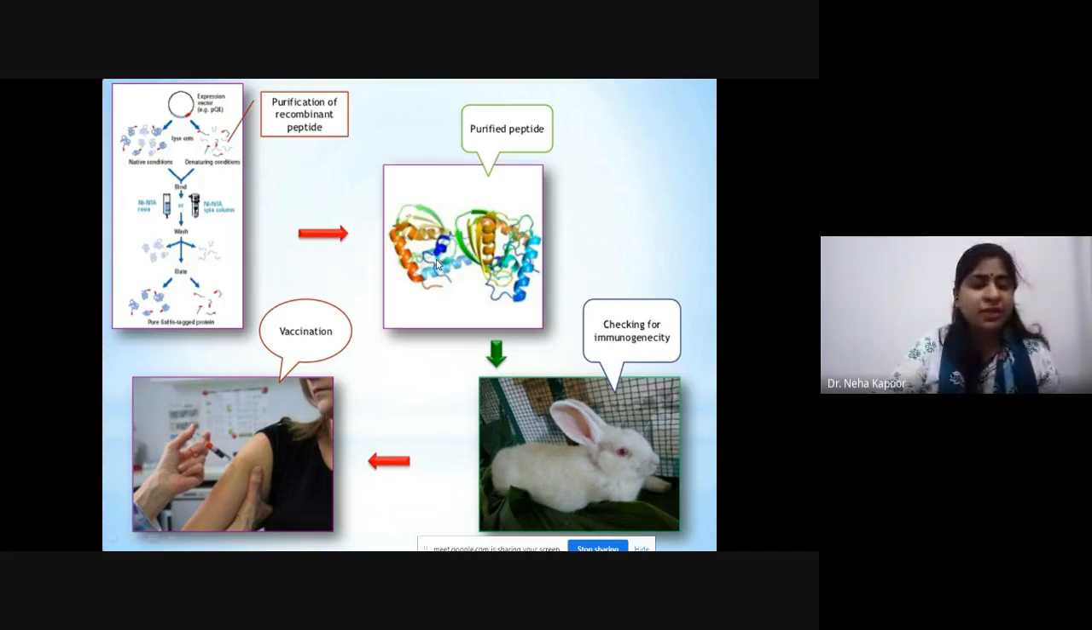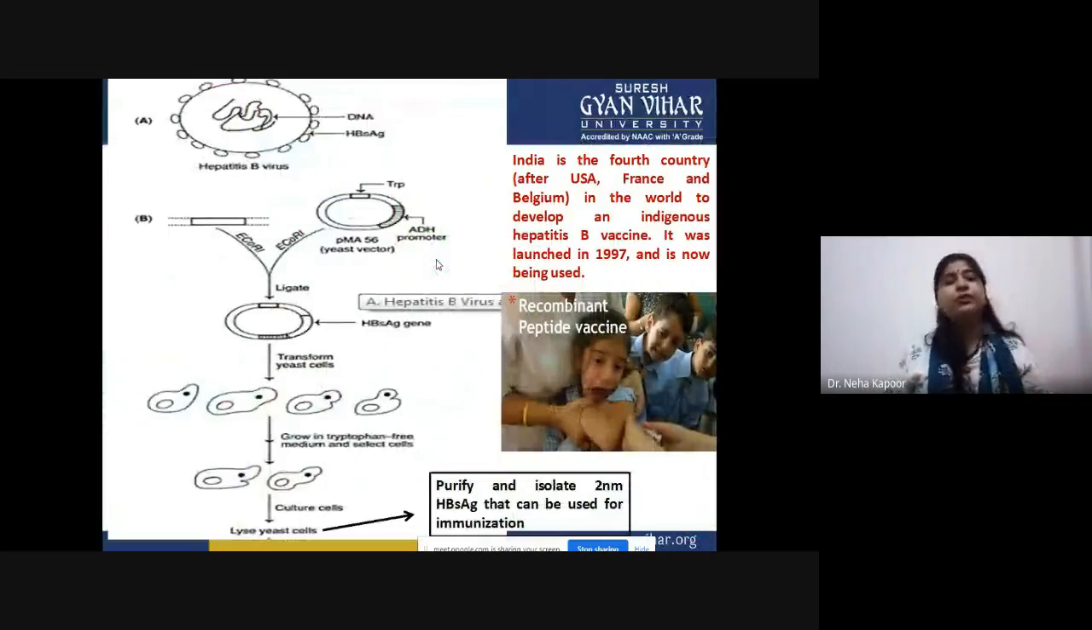The structure elucidation is done. Then you have to check for the immune reaction, for immunogenicity. First of all, the vaccine or the purified peptide is administered inside animal models. You can use rabbit. After everything is okay, then it is ready to be administered to humans for the vaccination process. So this is the complete chart of how it is developed. However, India is the fourth country after USA, France, and Belgium in the world to develop an indigenous hepatitis B vaccine. India is also the largest exporter of hepatitis B vaccine.